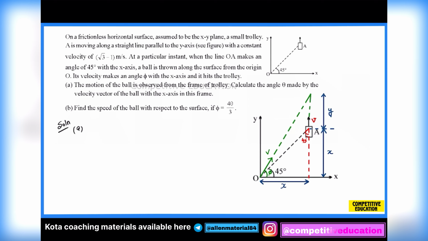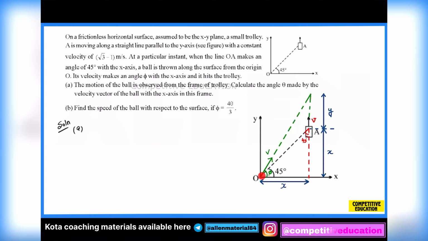This phi should be greater than 45 degrees in order to hit the trolley. If phi is less than 45 degrees, the ball will move like this, and the trolley will move like this, and they will never intersect. So this phi should be greater than 45 degrees. That is why I have drawn it greater than 45 degrees.